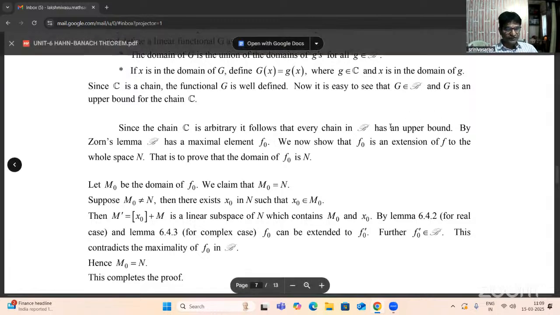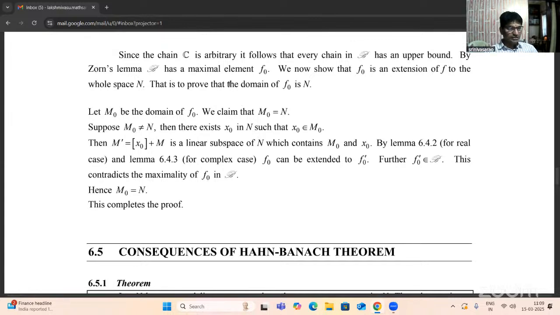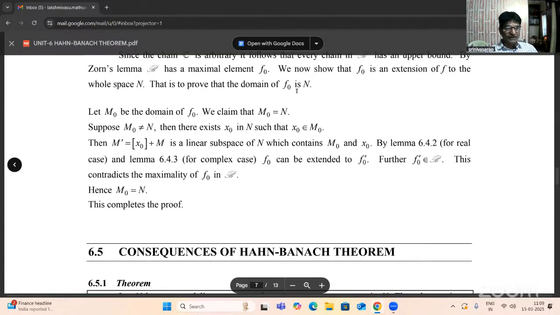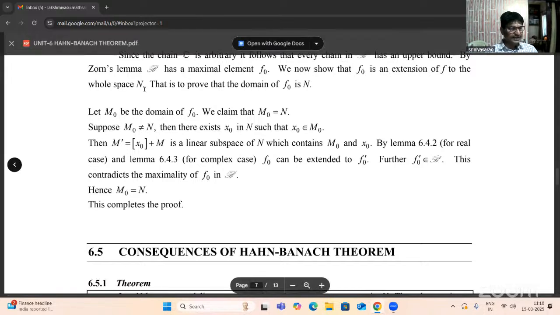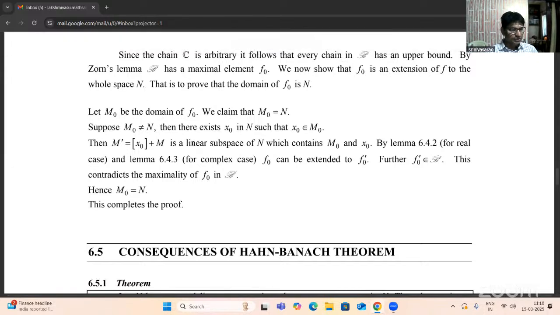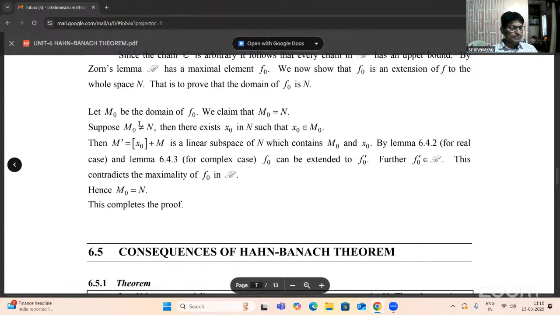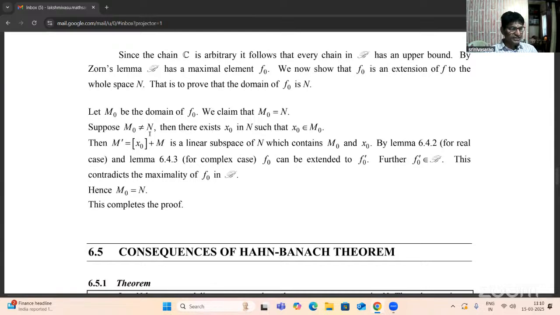We now show that f naught is an extension of f to the whole space N. That is, we prove that the domain of f naught is capital N. So capital M naught is the domain of f naught, and finally M naught equals N. Suppose that is our claim. But suppose M naught is not equal to N. Then we take x naught, an existing element in capital N, which is not in capital M naught.